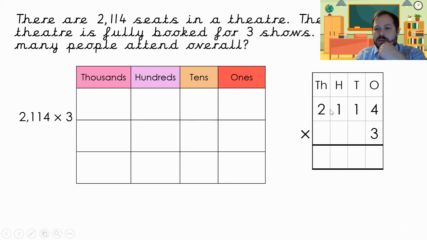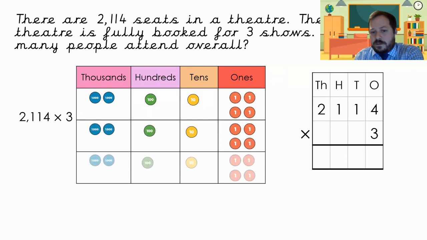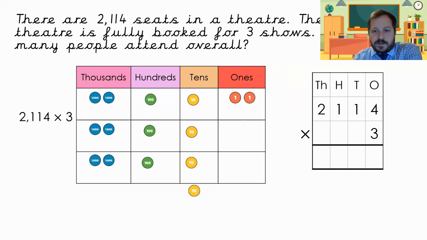Let's put our number in counters in our first row. There's 4 ones, 1 ten, 1 hundred, and 2,000s. And obviously we need to do that 3 times. There we go. Then we can do our sums starting in the ones column as we always do. We do 3 lots of 4 ones. 3 lots of 4 is 12, which means we need to exchange 10 of those for 1 ten. So 2 goes into our ones column and 1 goes into our tens column. And there you can see our 12.